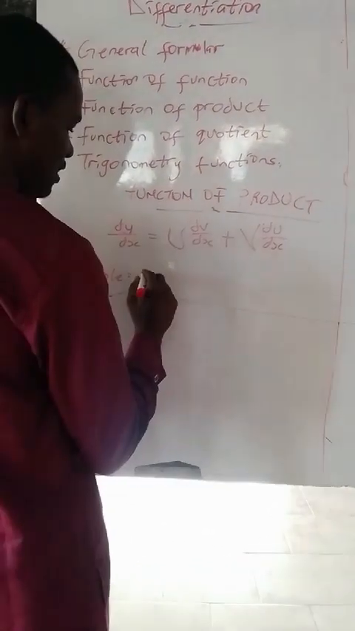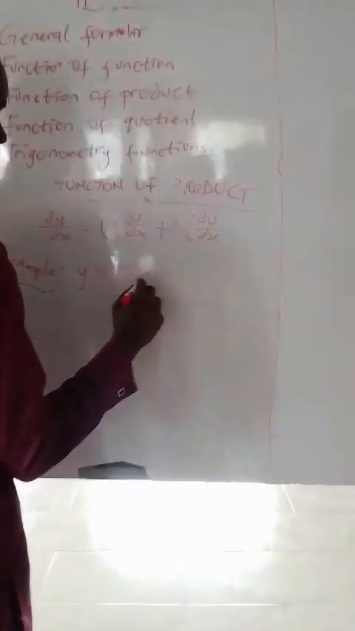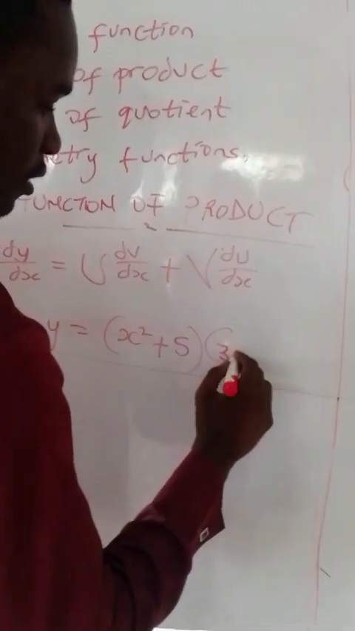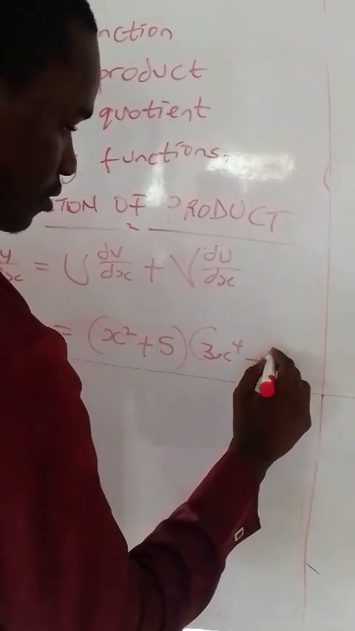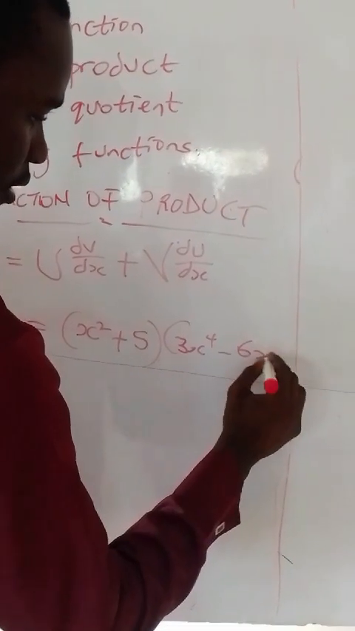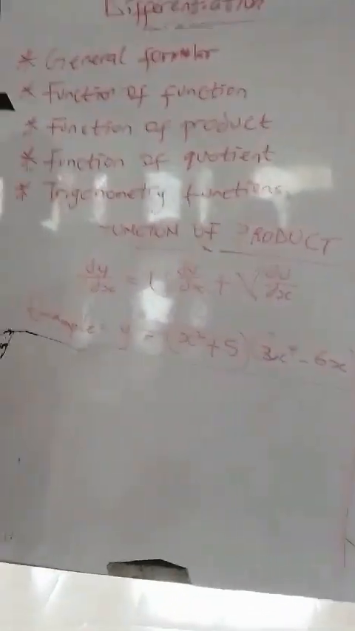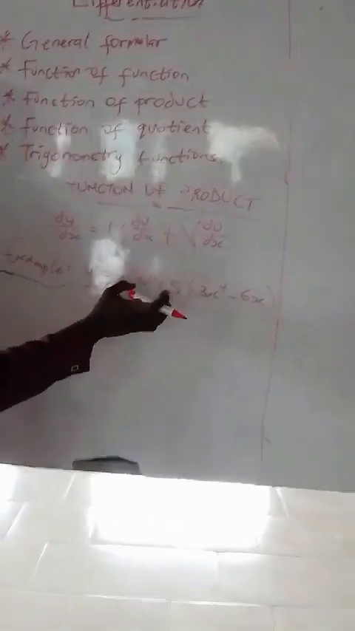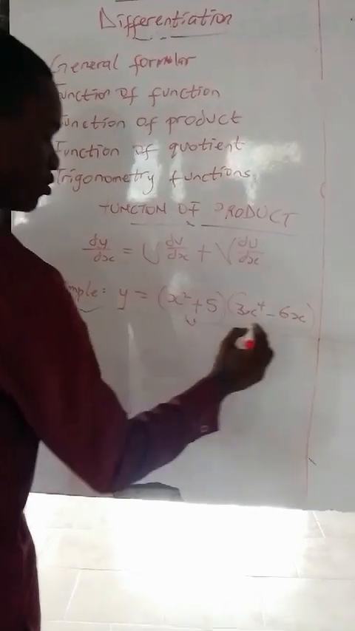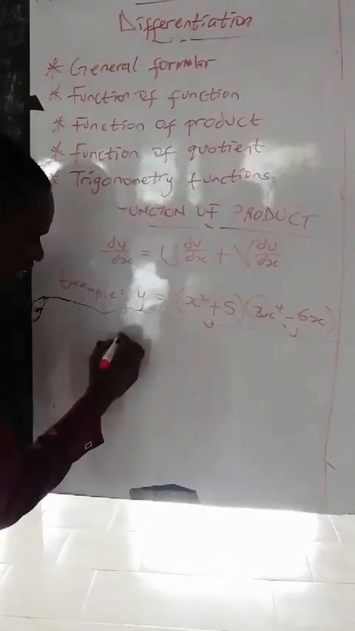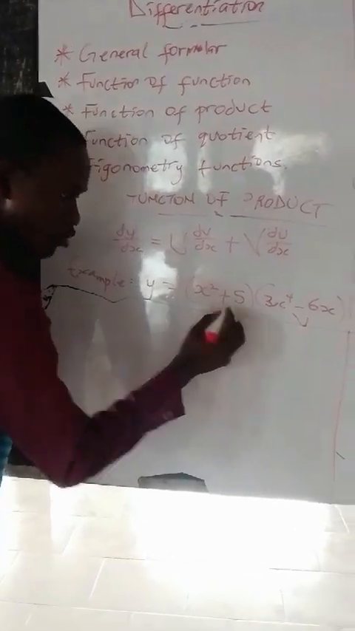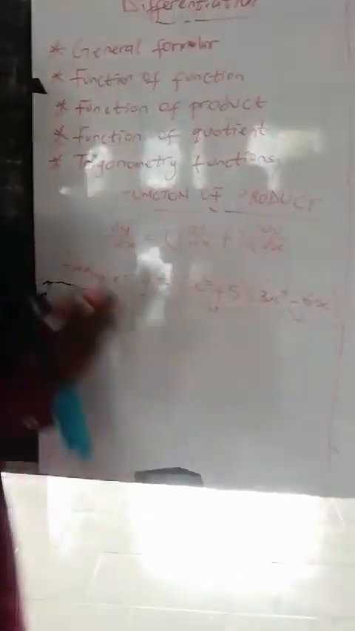Let's say y equals x squared plus 5, then 3x to the power 4 minus 5 minus 6x. Let's see something like this. In this aspect, you see that we have two functions, function 1 and function 2. Say this one be u, this one be v. Indirectly, they are saying let u equal this, let v equal this. I'm not trying to write it, but I'm trying to let you know that our u is this, our v is this. That is two functions.